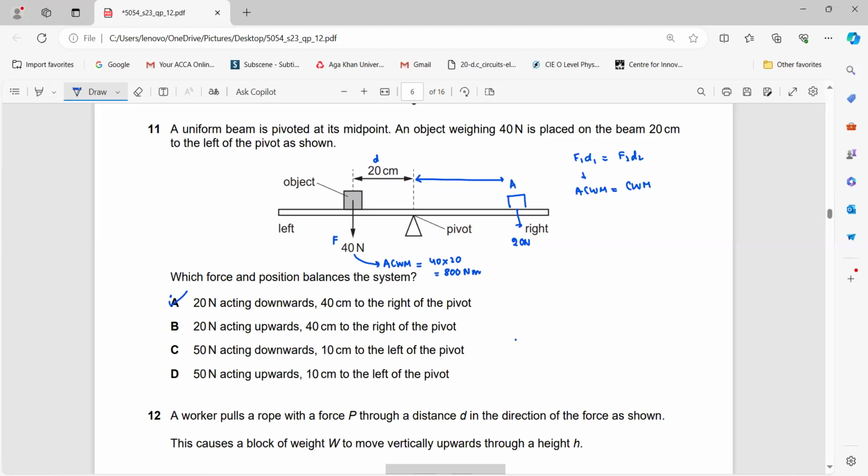Why? Because 20 into 40 on the right makes it 800 Newton centimeters, sorry, my bad, clockwise as well. Now, why is B not the answer? It's 20 newtons acting upward.